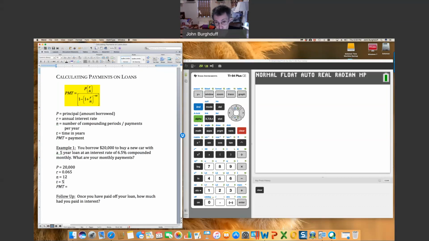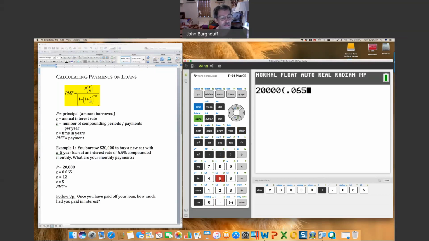The good news is, because your TI-84 calculator knows the order of operations, basically you enter this exactly the way it looks and you will be fine. So let's start with the numerator. First of all, we have P, that's 20,000. Open parentheses, R divided by N, 0.065 divided by 12, close parentheses, and that's everything for the numerator.